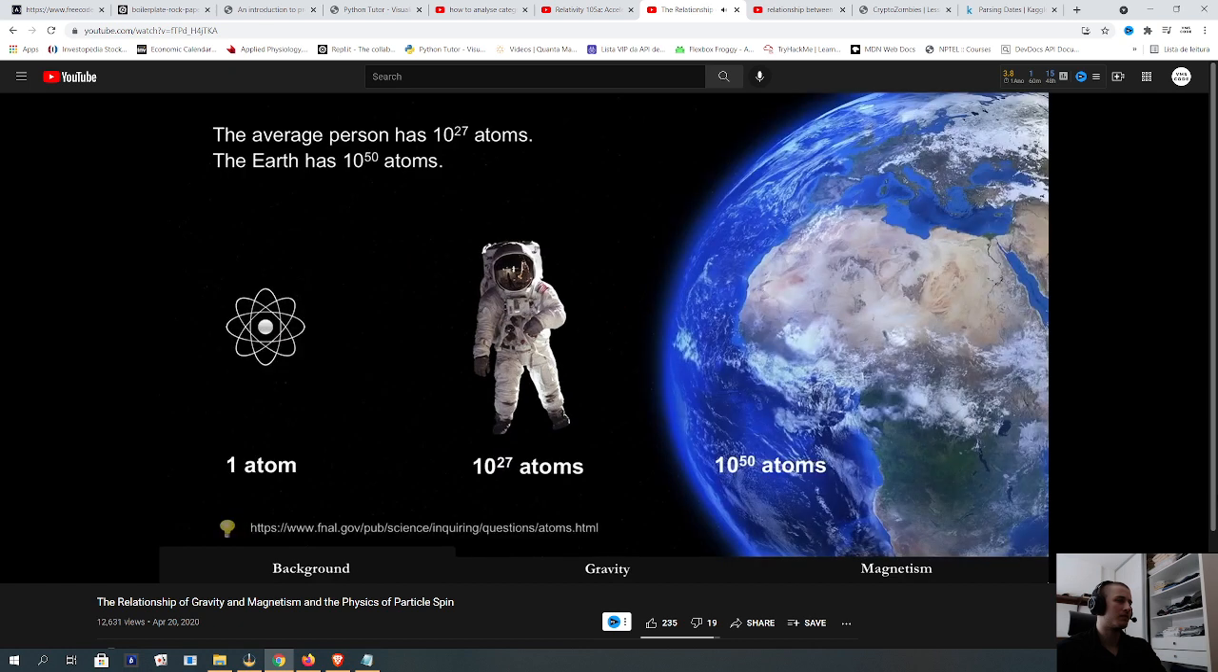Now, the average person has 10 to the 27th power number of atoms. That's a lot of atoms, right? You can see an atom there, a single atom on the far left. But that pales by comparison to the Earth, which has 10 to the 50th power of atoms. So a heck of a lot of atoms.